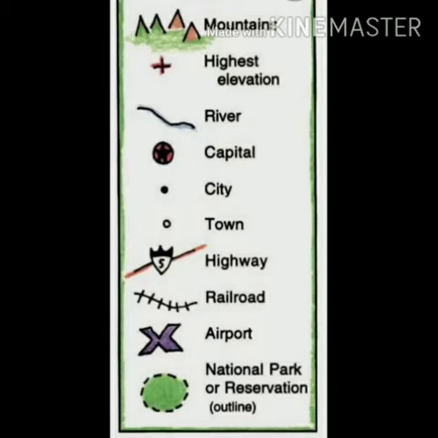Here are some symbols: mountains, highest elevation, river, capital, city, town, highway, railroad, airport, national park.